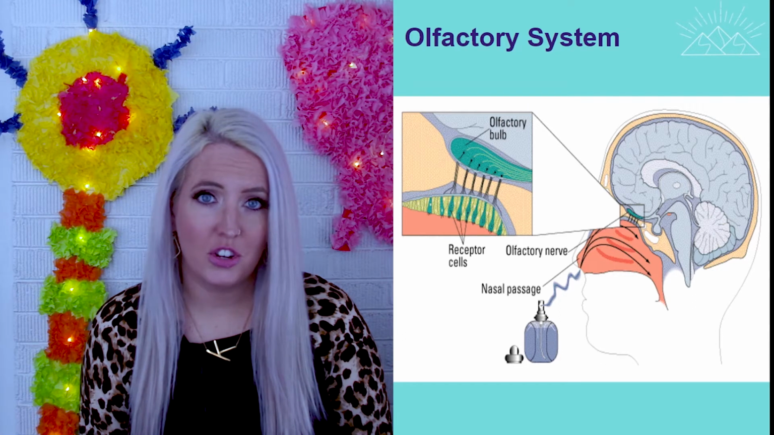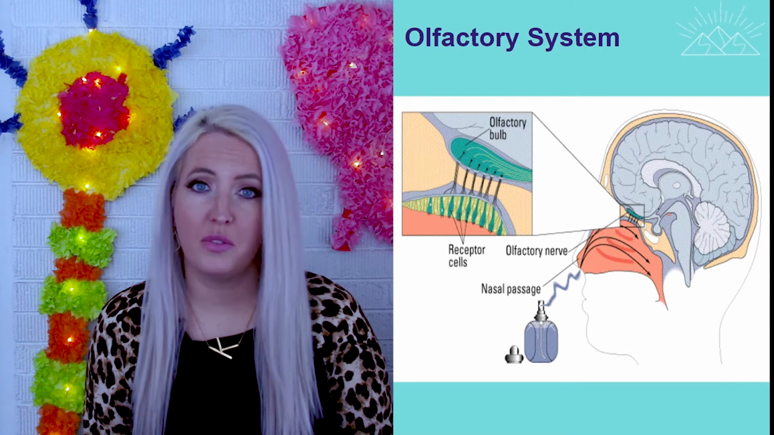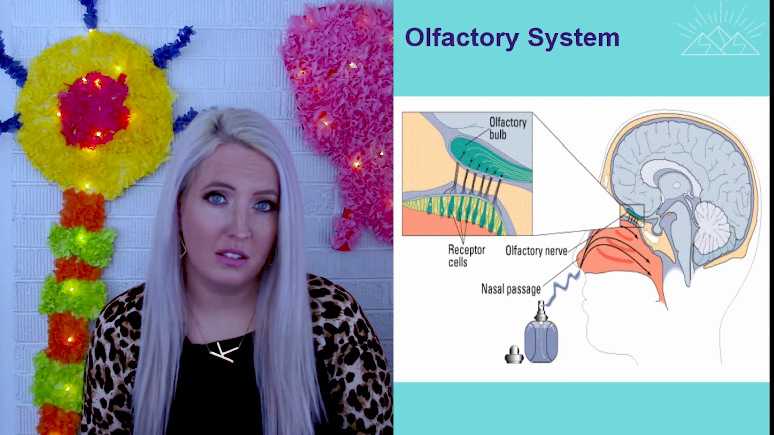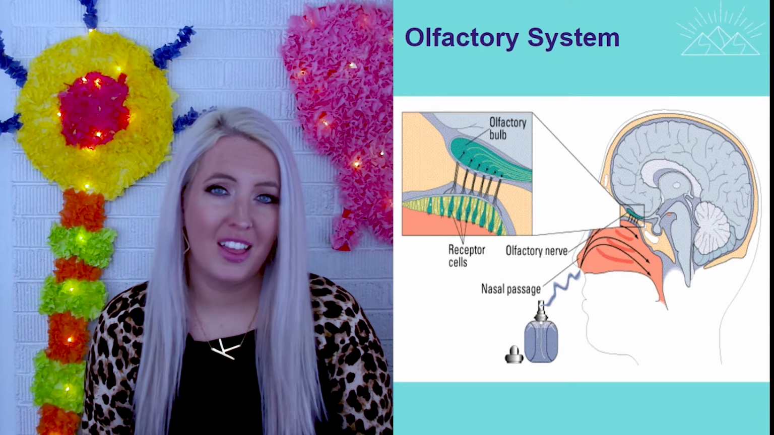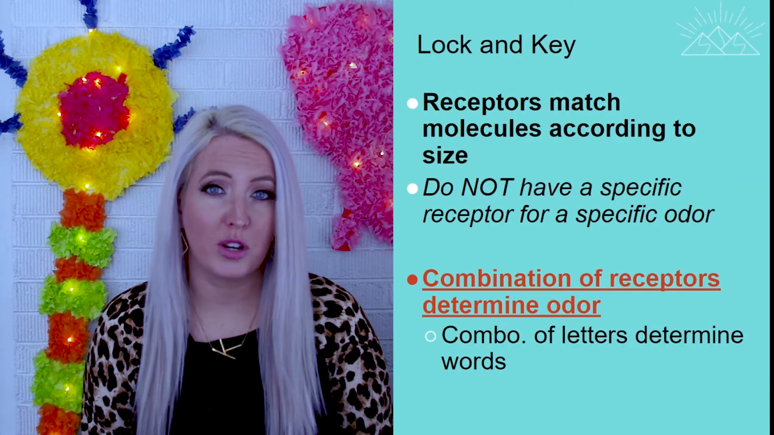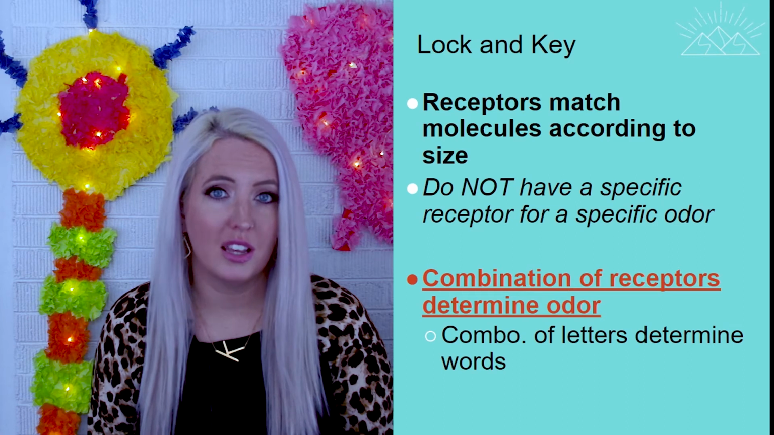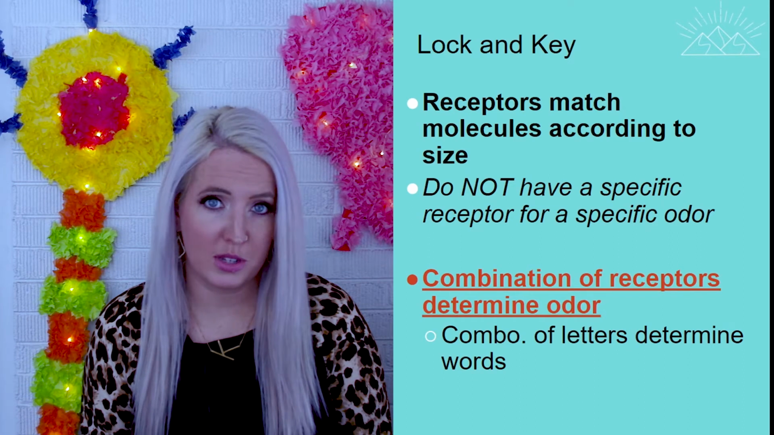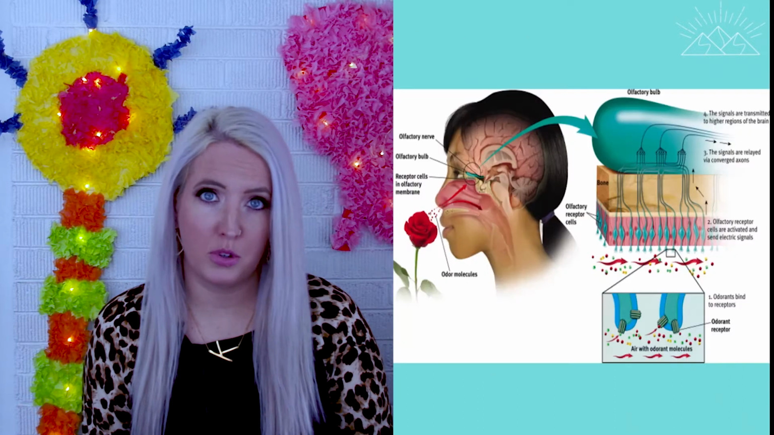Once they attach to the receptors, this information is then going to go up into your brain via the olfactory bulb. So the big thing to remember about smell is that the molecules will attach to receptors according to size. There are not specific receptors for specific odors. Instead, different receptor combinations are what cause us to experience the different odors that we do smell. And once this information is passed to our olfactory bulb, it goes up to the brain.